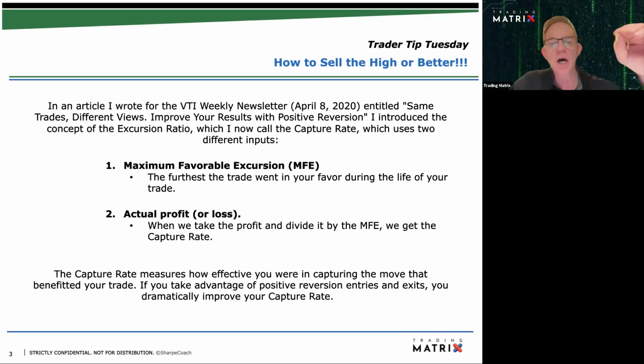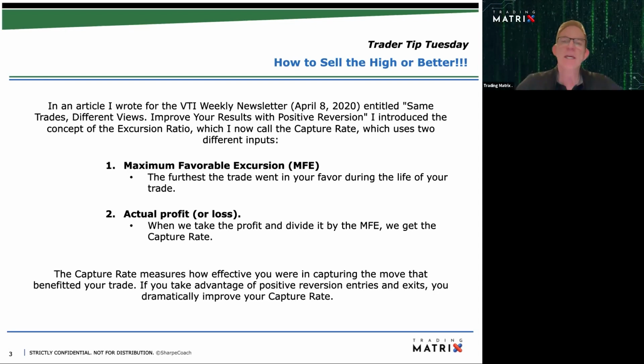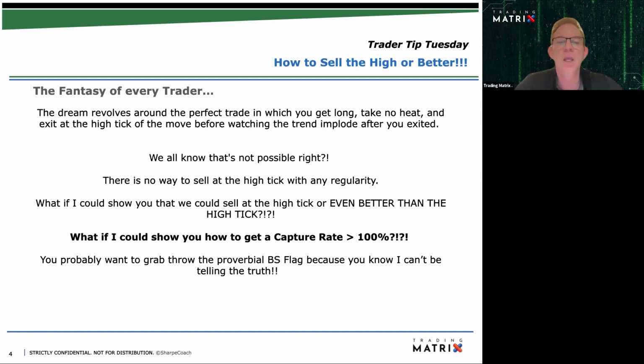What the capture rate does is measure how effective you were in capturing the move that benefited your trade. It takes advantage of what we call positive reversion entries and positive reversion exits, which help you to dramatically improve your capture rate. So what is a positive reversion entry or exit? A positive reversion entry is buying low. A positive reversion exit is selling high. It's basically buying low when you get in and selling high when you get out, or selling high when you get in and buying low when you get out.